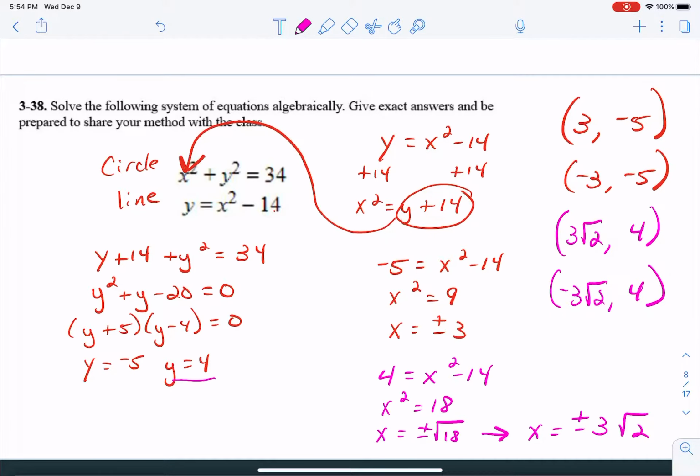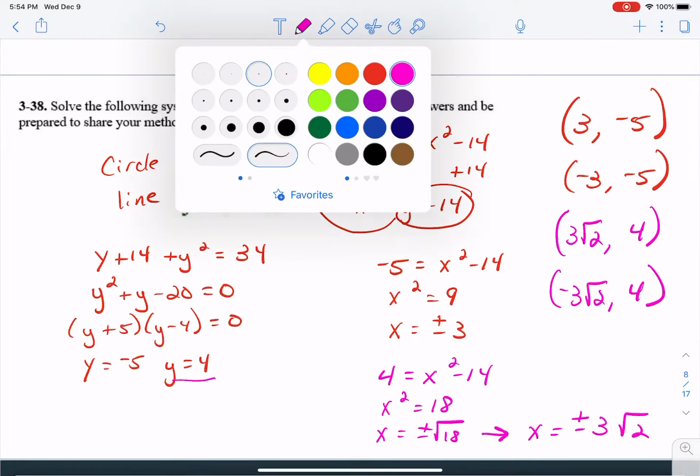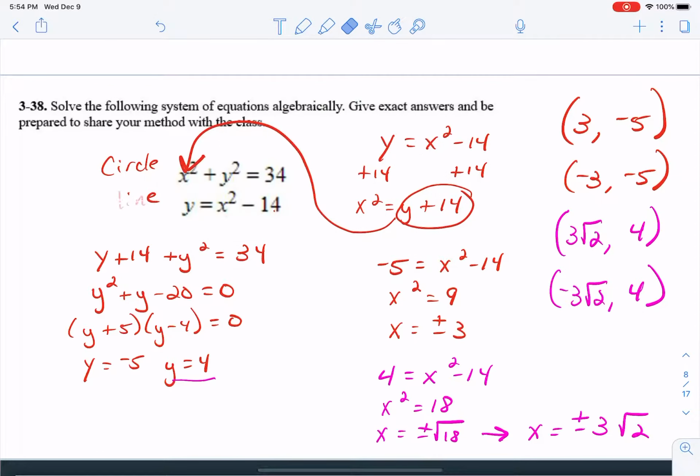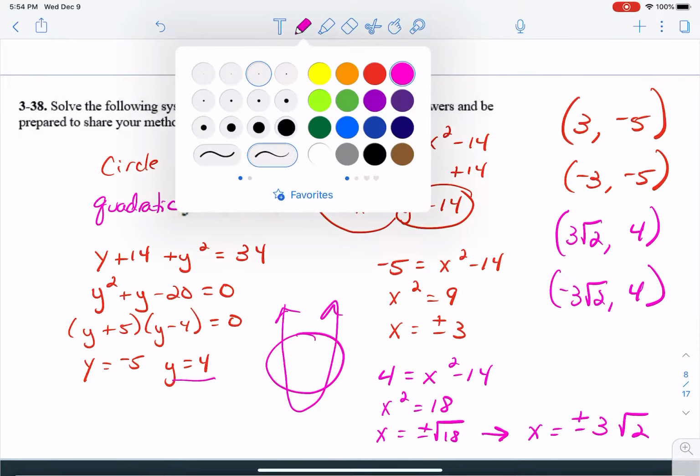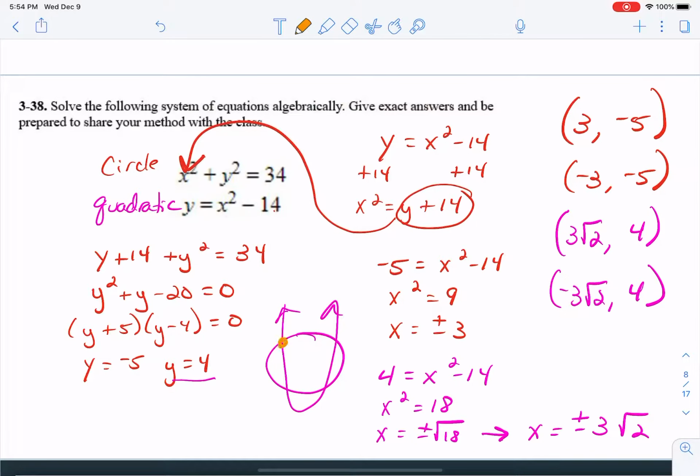Oh, I'm sorry, this was not a line. Because we have 4 solutions, this is a quadratic. So if you think about a quadratic intersecting a circle, that quadratic is hitting that circle in 4 different places. So I have 4 solutions to this problem.